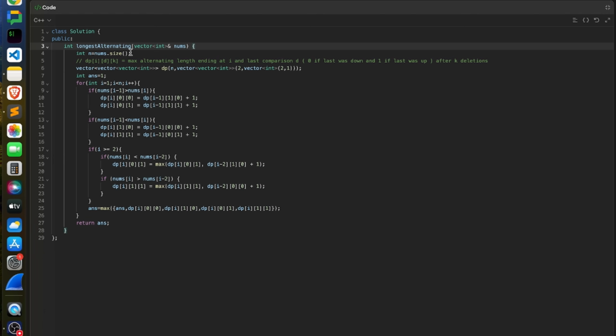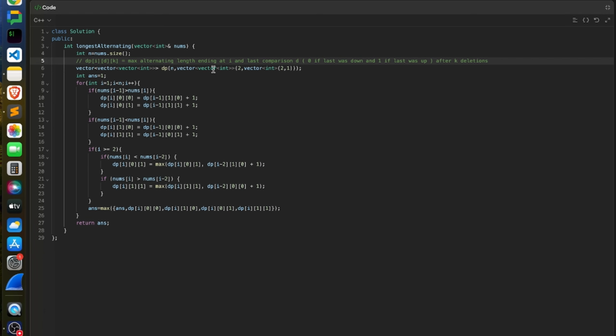Here is the code in C++. You are given the nums array. First find out its size. Then we already discussed the DP approach, right? So this is a 3D DP problem. The definition of DP of I, D, K means the max alternating length of any subarray that ends at index I such that the last comparison is D. D is 0 means the last comparison is down, and if D is 1, the last comparison is up. Up means the current number is greater than the previous number, such that the number of deletions is K. K is either 0 or 1. 0 means there is no deletion. 1 means there is one deletion, and that's it.